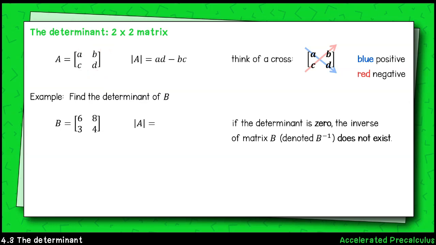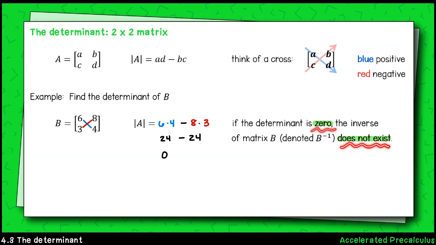The determinant will be a single value, which will be the difference between two products, A times D and B times C. To visualize this, I've drawn arrows indicating the products. The blue will be the first product, and the red will be the second product, which we subtract. We'll practice with matrix B. We have 6 times 4 minus 8 times 3. That will be 24 minus 24, or simplified, just 0.